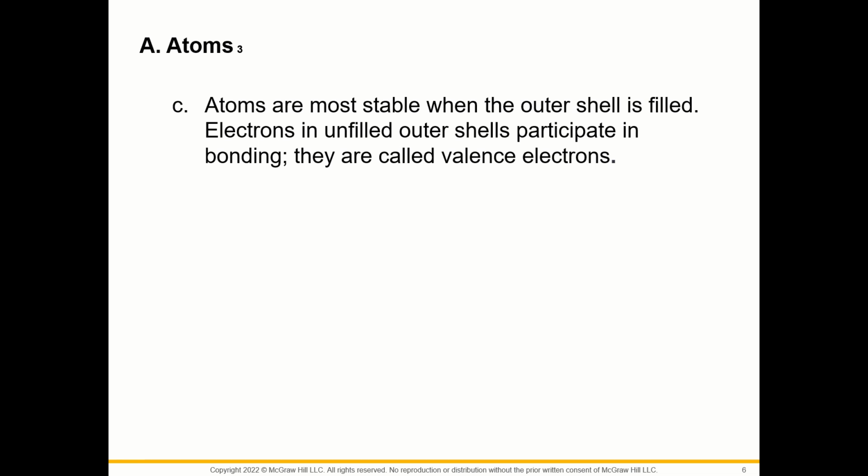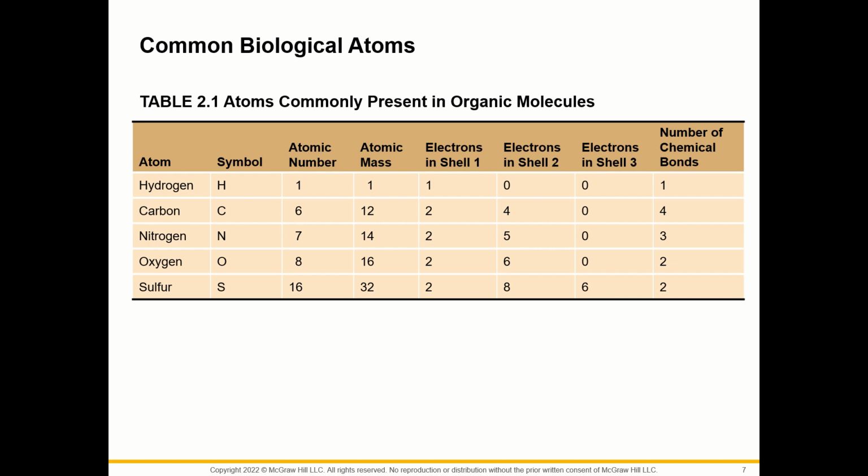Atoms are most stable when the outer shell is filled. Electrons in unfilled outer shells participate in bonding, and they are called the valence electrons. Table 2.1 features atoms that are commonly present in organic molecules, and it's illustrated in blue in your book and that peach color here. And so we see hydrogen, carbon, nitrogen, oxygen, and sulfur.